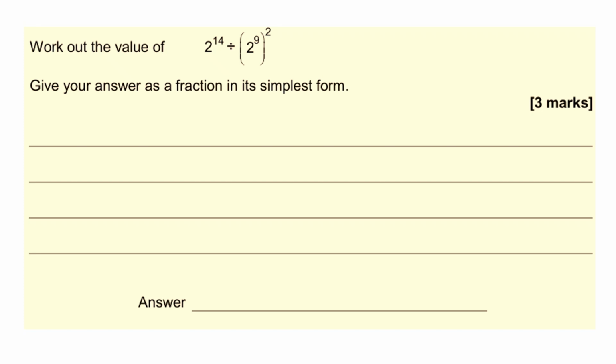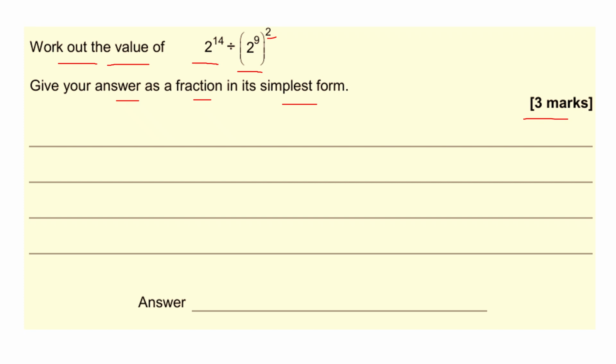Okay, folks, in this 3-mark indices or index question, we're asked to work out the value of 2 to the power of 14 divided by 2 to the power of 9 in brackets, squared, or to the power of 2. Give your answer as a fraction in its simplest form, and it's worth 3 marks from an AQA higher tier past paper for GCSE.